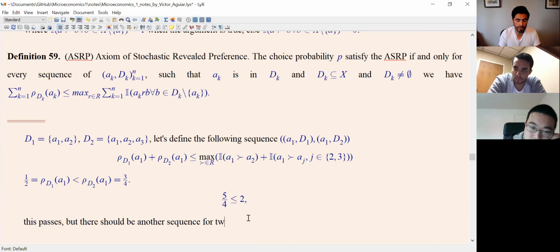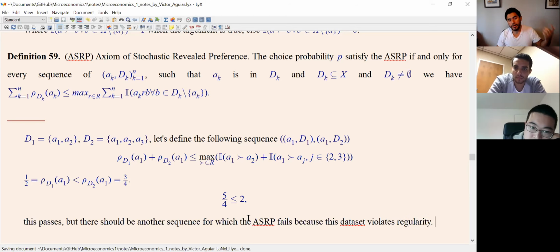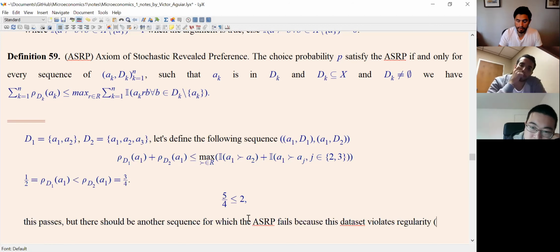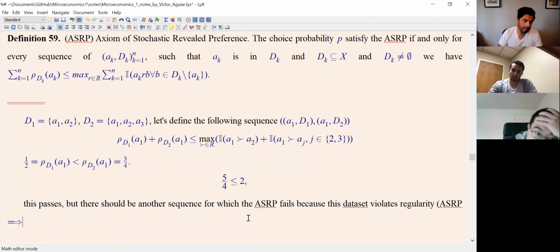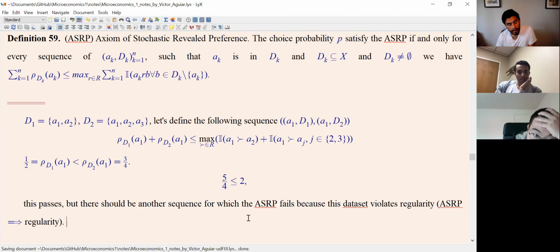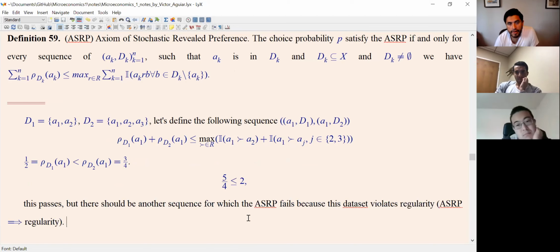for which the ASRP fails, because this data set violates regularity. Okay, so in other words, the ASRP implies regularity, but regularity does not imply it. Okay, so that's the axiom. So it's purely a combinatorial axiom.